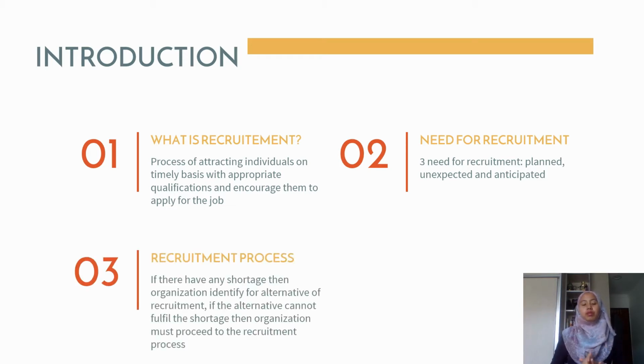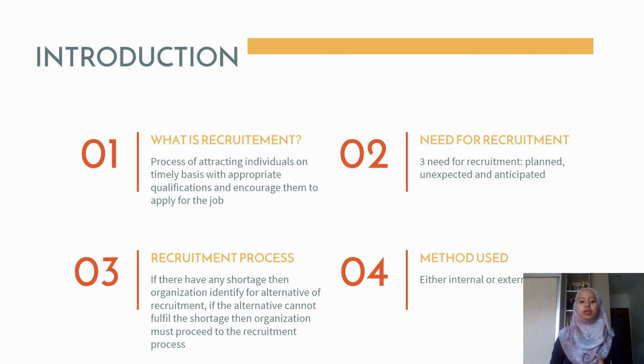What is the recruitment process? In the recruitment process, if they have any shortage, then the organization will identify alternatives to recruitment. Other than that, if the alternative cannot fulfill the shortage, the organization must proceed to the recruitment process. The last one: what are the methods used for recruitment? The methods used for recruitment are the internal and external methods.